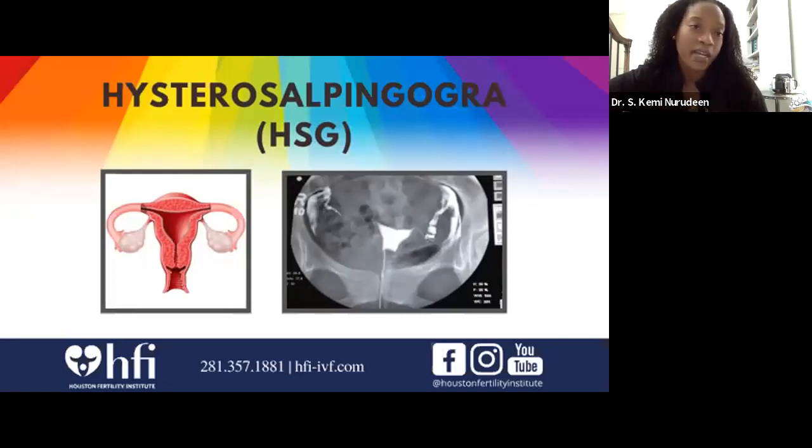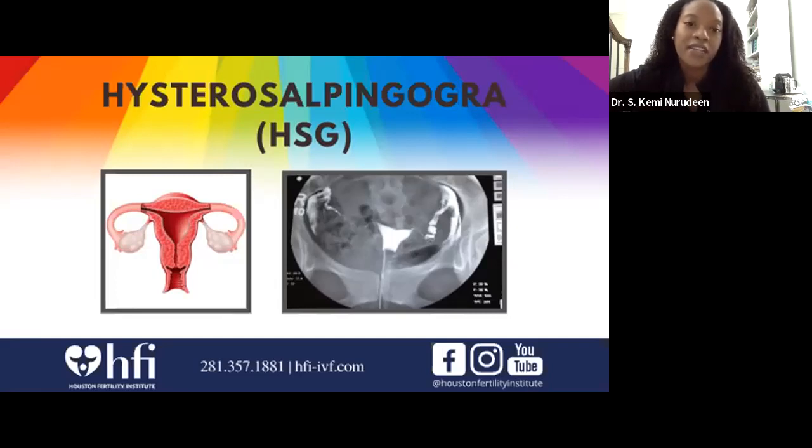A lot of OBGYNs will order this for patients even before seeing a fertility specialist. It's done by radiologists. It's done by specialists like us at our surgery center. It doesn't take very long. These procedures, especially this outpatient procedure here, take probably no more than 15 minutes to complete.